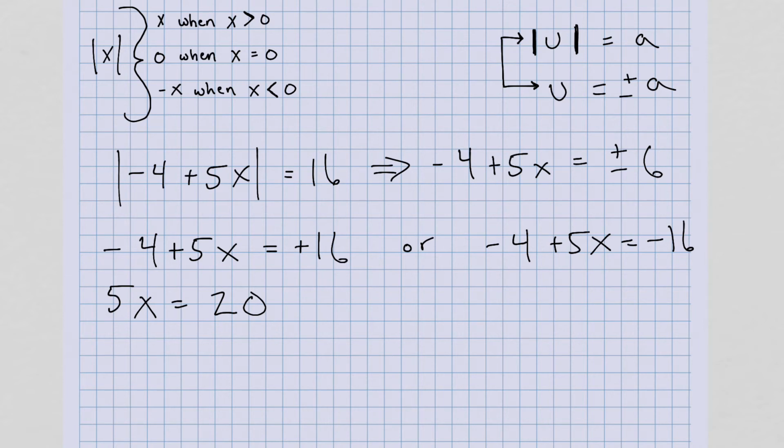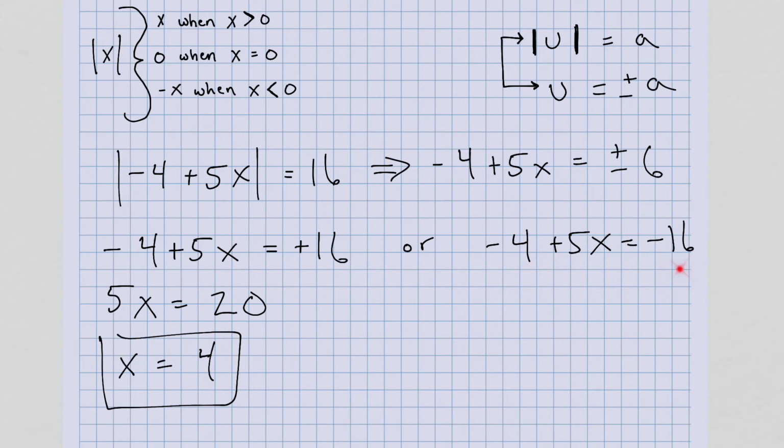So now we can solve for x. Here x is being multiplied by 5, so to get rid of it, we need to divide both sides by 5. Dividing the left-hand side by 5, all we're left with is x. 20 divided by 5 gives us 4. So here we get our first portion of our answer, x equals 4.